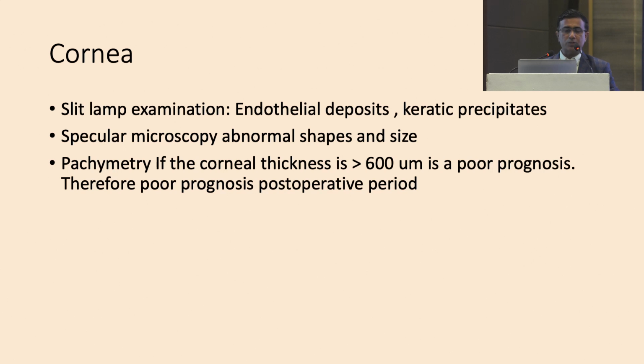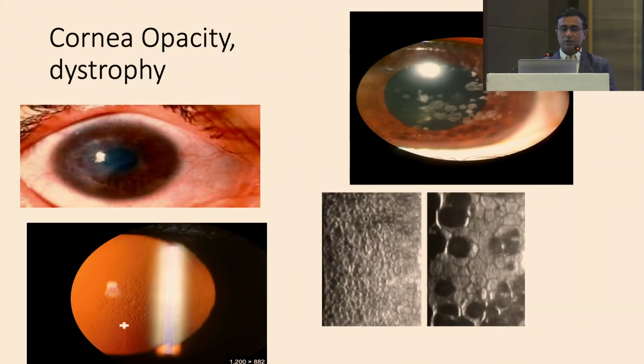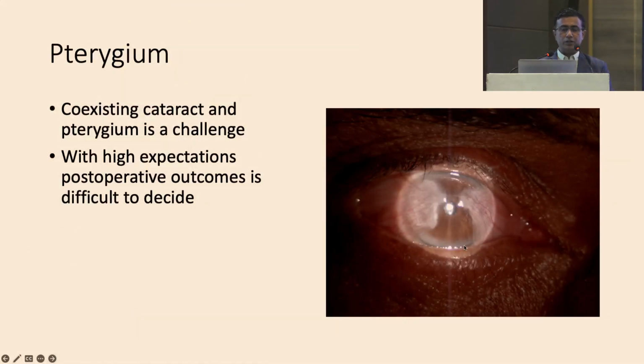Slit lamp examination is of prime importance while you perform cataract surgery because they may have some endothelial deposits, keratic precipitates, and corneal opacities. If you have access to specular microscopy, you must do the endothelial count, because sometimes the endothelium may look healthy but have problems such as guttata under retroillumination or endothelial polymorphism. That should be taken into consideration.